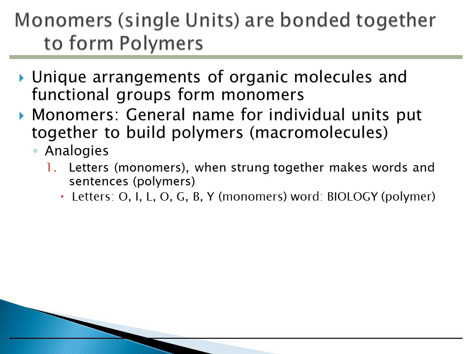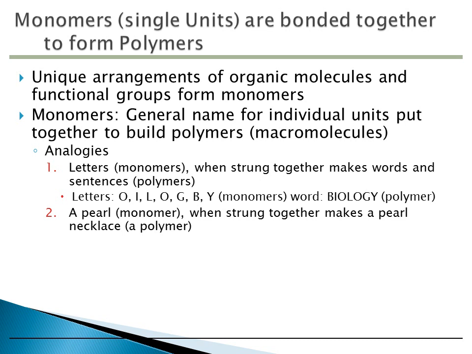So we can take the letters B, I, O, L, O, G, Y, those are the monomers, and we can put them together to make the word biology. That would be the polymer. Another example could be a pearl necklace, where you have individual pearls, these are the monomers. When you string those pearls together, you make a pearl necklace. This would be the polymer. So you can see a nice, beautiful, elegant pearl necklace here.